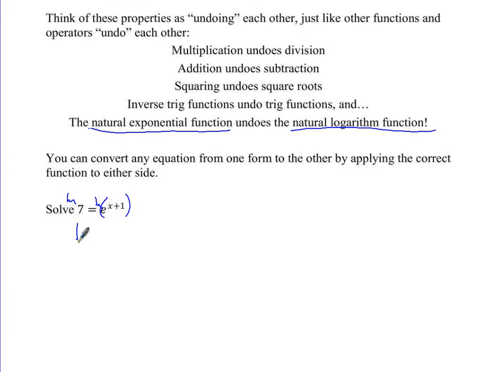So now I have the natural log of 7 equals the natural log of e to the x plus 1. These undo each other, and I'm left with the natural log of 7 equals x plus 1. And now I can solve for x. The natural log of 7 minus 1 equals x.